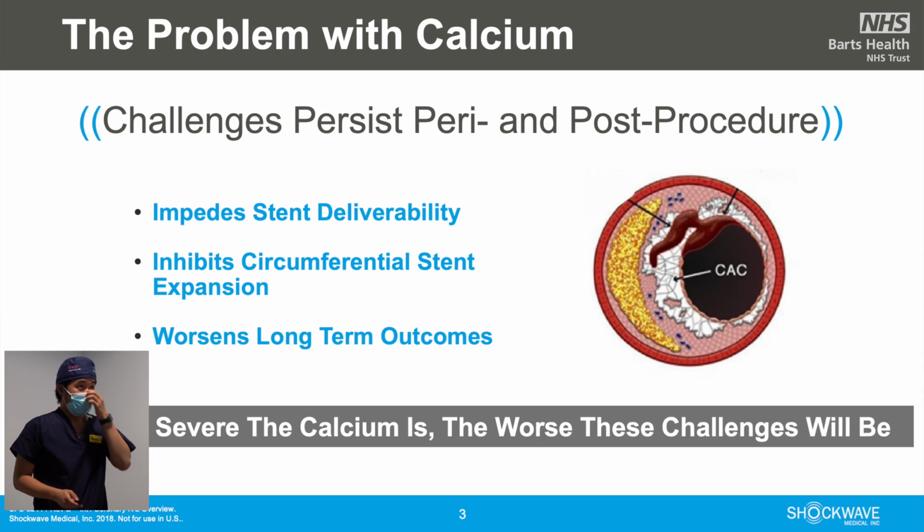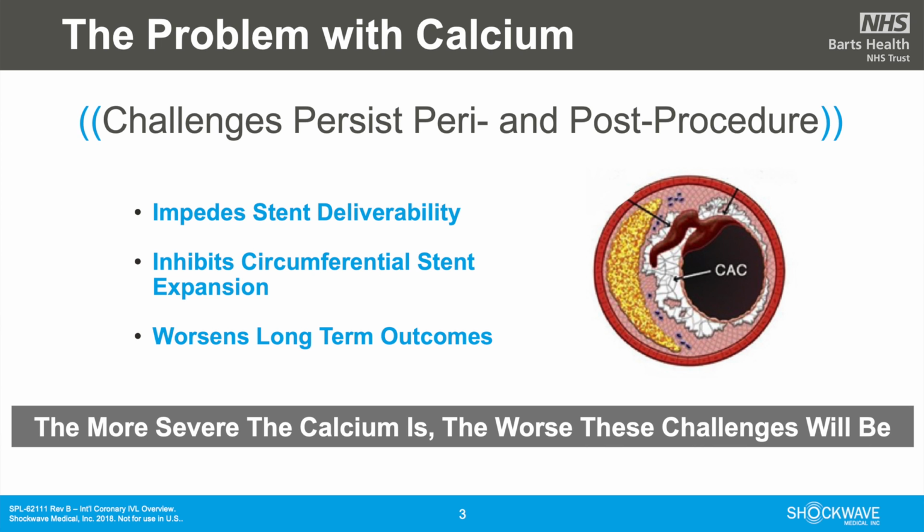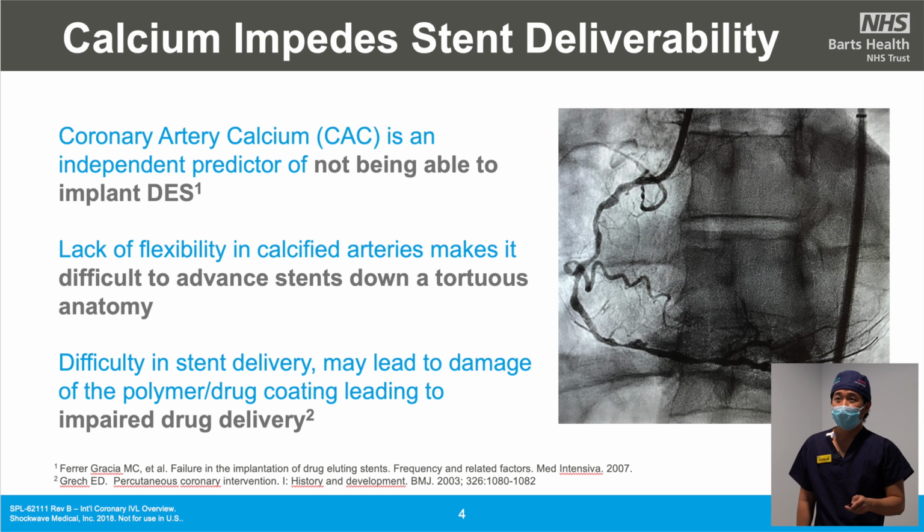Okay, so as I've said, it impedes stent expansion and deliverability, inhibits circumferential stent expansion, and as a result, it worsens the long-term outcomes. So the more severe the calcium is, the worse the outcome for the patient. And this is one example of an artery that is so heavily calcified. Imagine putting a stent distally. It's so difficult to put a stent through there, as you can see. Because of the calcium, it lacks flexibility. It's quite rigid.